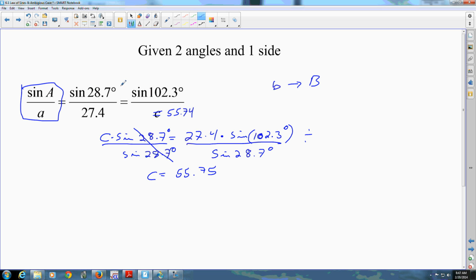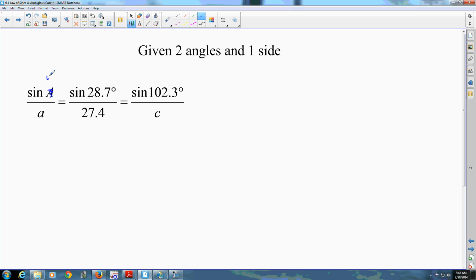Because you're told 2 angles, you actually do know angle A, because whether it's a right triangle or not, all your angles add up to 180 degrees. So if you take those two angles off of 180, you know the third angle. 180 minus 28.7 minus 102.3, and you get that this angle is 49 degrees.